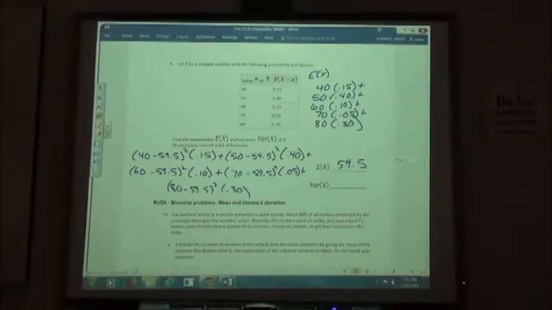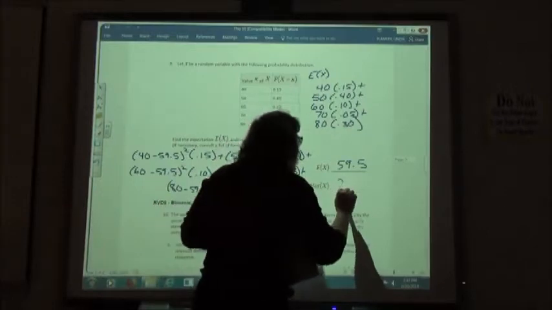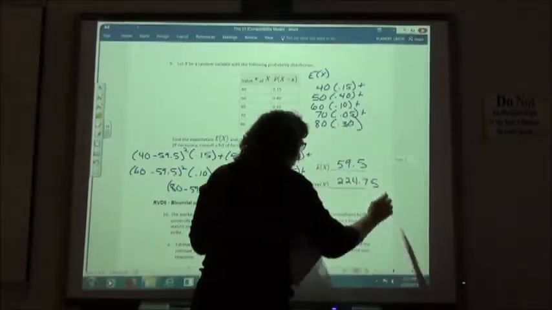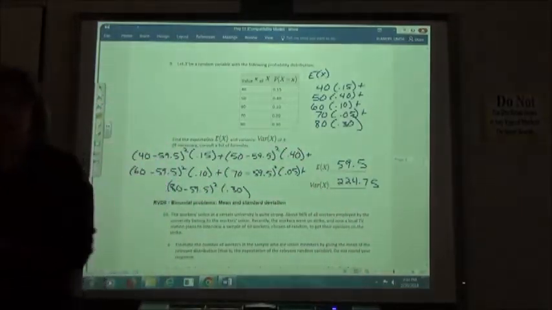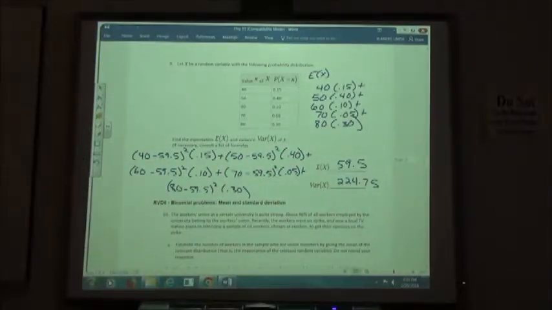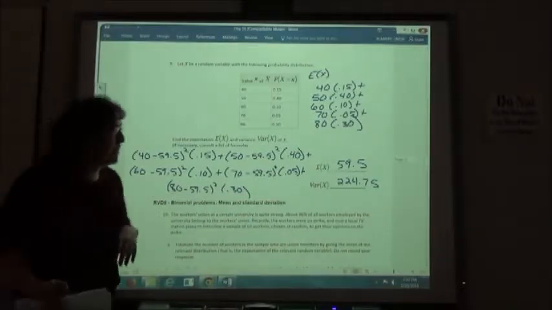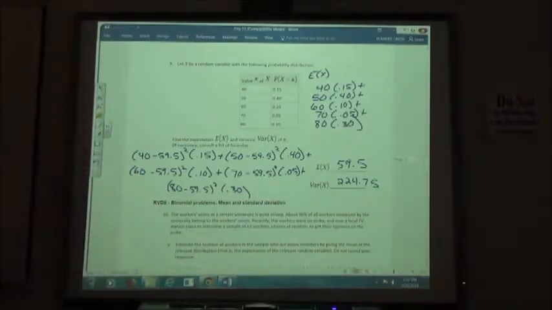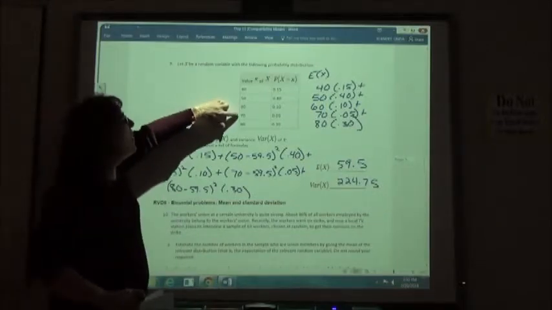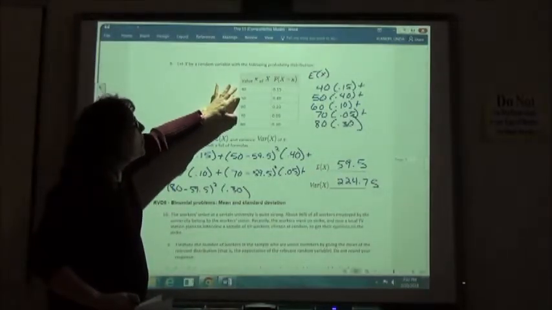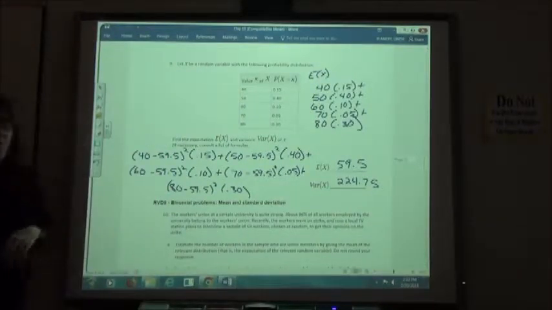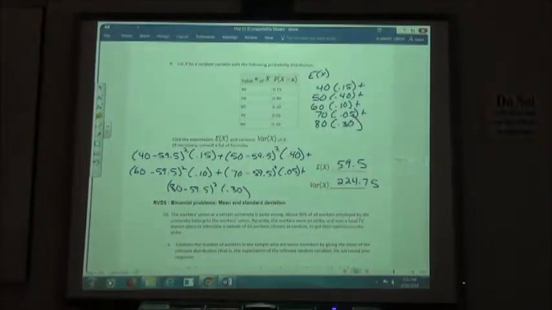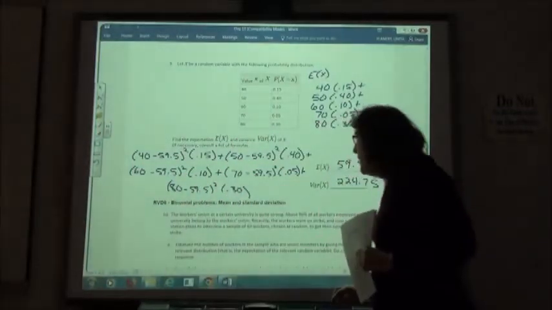So 224.75. To me, when I looked at that, I thought, geez, that number seems really big, but if you take the square root of that number, what do you get? So most of our values are within 14.99, about 15 from the middle. Well, that makes more sense than 224.75. Most of them are within 15 from the middle.